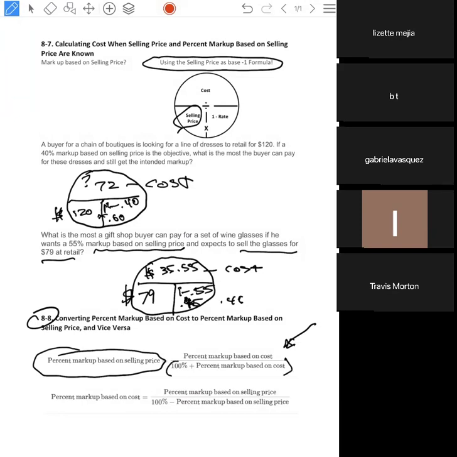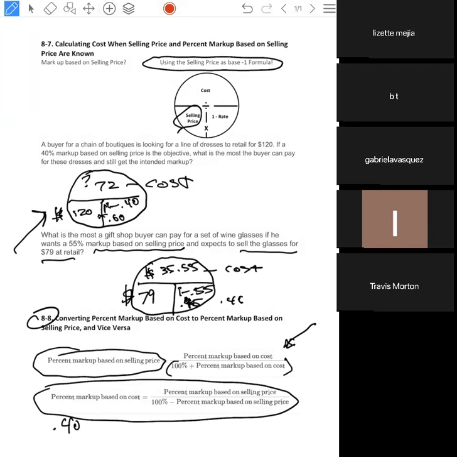So in this case, I'm trying to find the markup based on cost. I would take the 60%, and I would divide it by 1 minus 60%, which is 0.40. That would be my markup based on cost if I was to take this problem here and use that formula. So sometimes you have to switch back and forth. There may be a problem on your quiz that asks you to do that. So that's why I included it here.